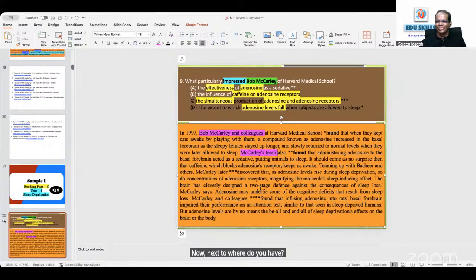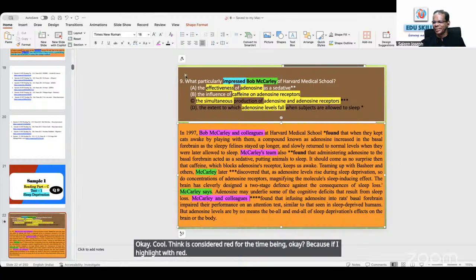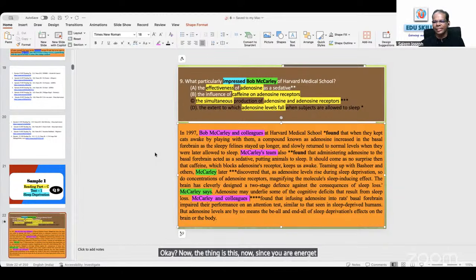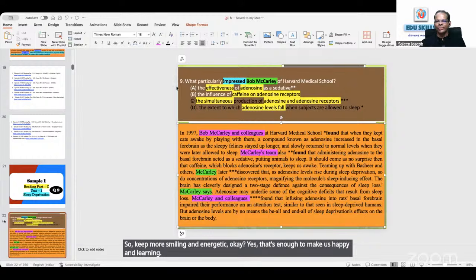Now next one, where do you have it? Green color. Now again, somewhere McCarley says. Green also. Just down, McCarley and colleague, again pink color. Pink is considered red for the time being, because if I highlight with red, you can't read it. Now since you are energetic, it is responding very fast. Otherwise, very slow. Keep smiling and energetic. That's how it makes us happy and learning. You fall in love with the learning process.